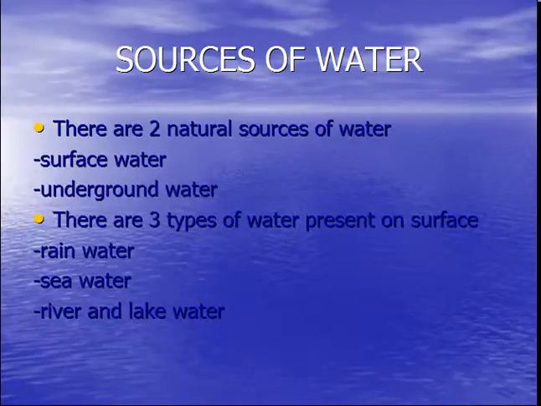Sources of water. There are two natural sources of water: surface water and underground water. There are three types of water present on the surface: rainwater, seawater, river and lake water. Rainwater is the purest form of natural water, whereas seawater contains a large amount of soluble as well as insoluble impurities. When it rains, a part of the rainwater sweeps into the soil, but it cannot go beyond a certain level and gets collected there.